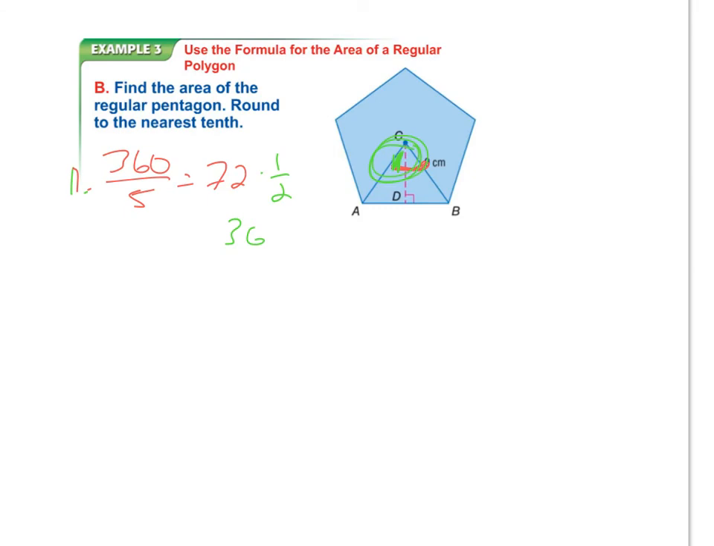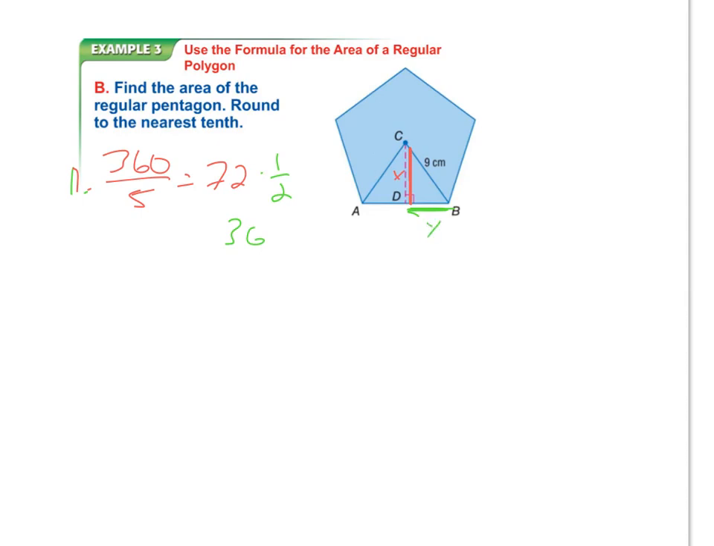So now I need to find two lengths. I need to find my apothem, which is going to be this length right here in red. I'm going to use cosine to do that. I need to find half of my side, which is that green length right there, and that I'm going to use sine to do that. So I know, let's call the red x. Let's call the green y.